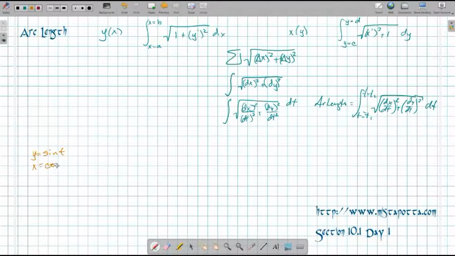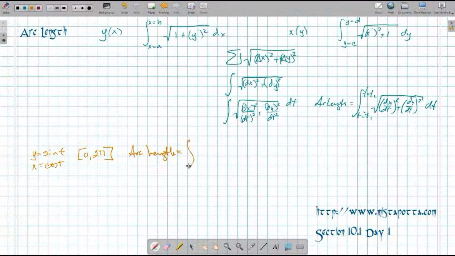The example that we've been working with throughout here has been the function where y equals the sine of t and x equals the cosine of t, and we've been dealing with it from 0 to 2 pi. Now, we know that this graph certainly looks like a circle, but we're going to find out something rather interesting when we take this arc length.